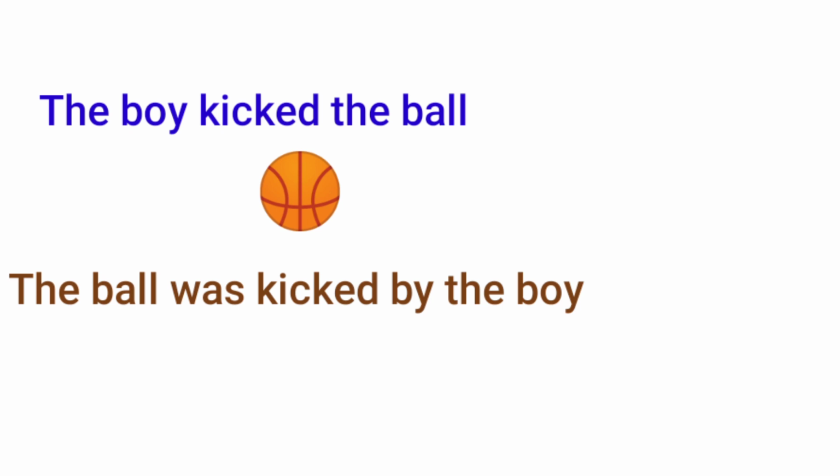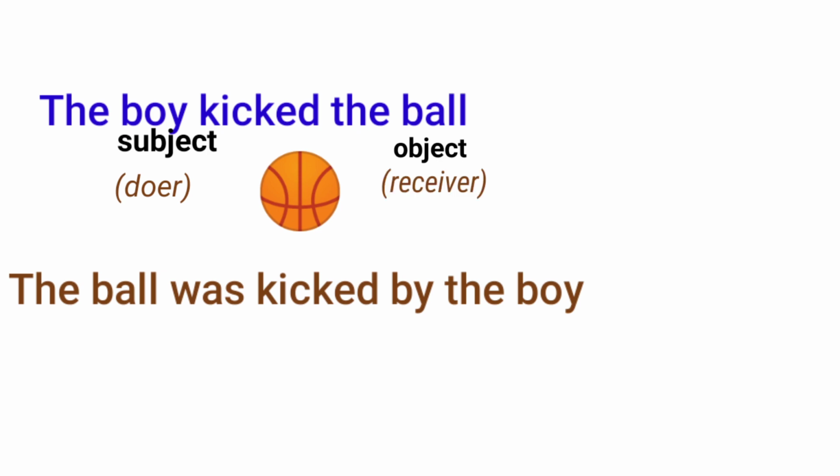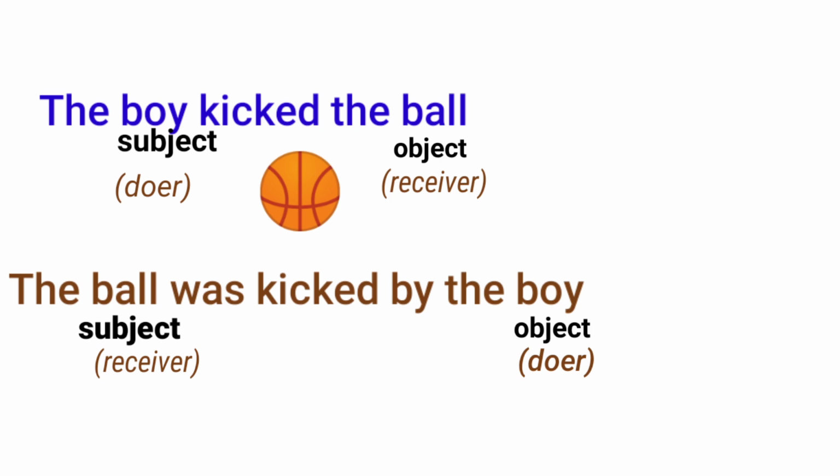In the first sentence, the subject boy is the doer and the object ball is the receiver of the action. It's the boy who kicked the ball. In the second sentence, the subject of the sentence has changed. Now the ball is the subject. Here, the ball is not the doer of the action, it's the receiver or the recipient of the action of the verb kicked.